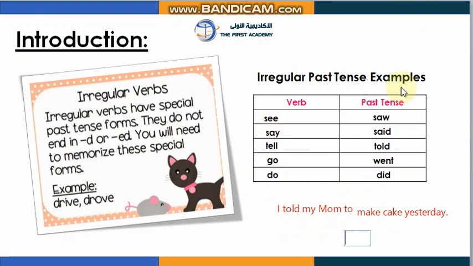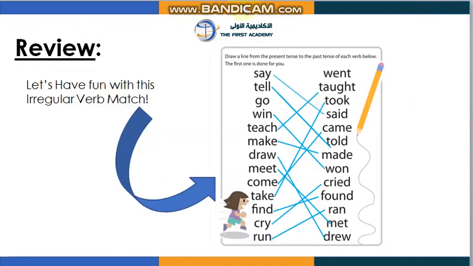So what you need to do is to memorize these verbs. Try to read them carefully and memorize them. Okay, and here we go. Let's have fun together. Remember, we're talking about irregular verbs. They don't have a specific form, okay, and you need to memorize them. So let's read them together.